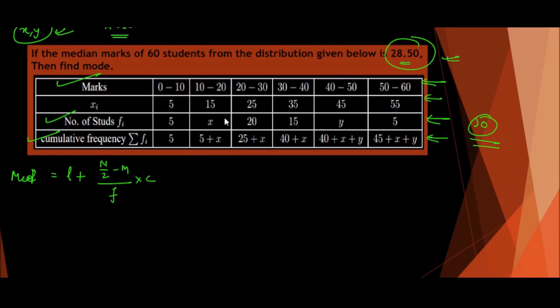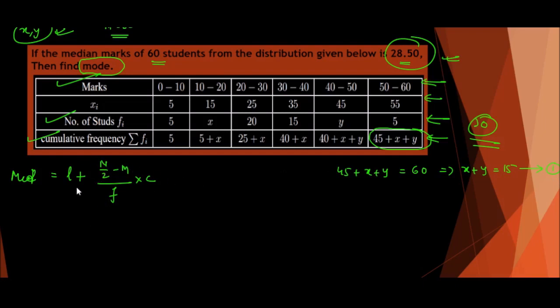So in that case, the basic idea is that you need to find the x and y values. Once you have the x and y values, this complete table is in front of you, and from that data you can find the mode by using the straightforward formula. The total number of students is given as 60, so the cumulative frequency means the total. As per the given data, 45 plus x plus y is going to be 60. So from here you will get x plus y equals 15. This is your first equation.